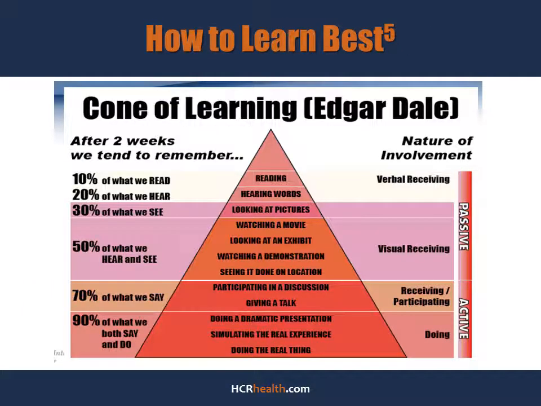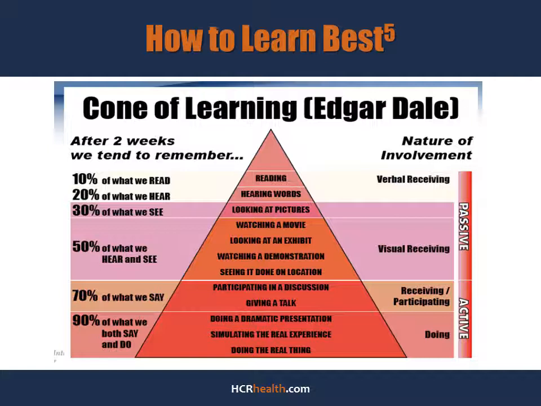This concept, developed by Edgar Dale, identifies the percentage of information that will be retained after 2 weeks, giving a variety of delivery methods. For example, only 10% of information will be retained if we only read the information. 20% of what we hear will be retained. 30% of what we see will be retained. Now, if we start to combine senses, 50% of what we see and hear will be retained.